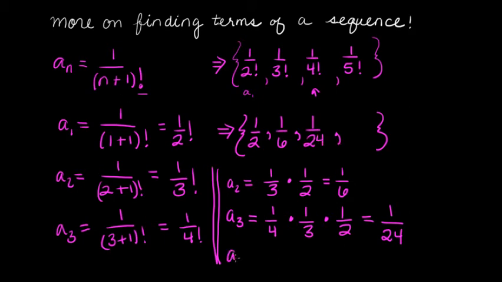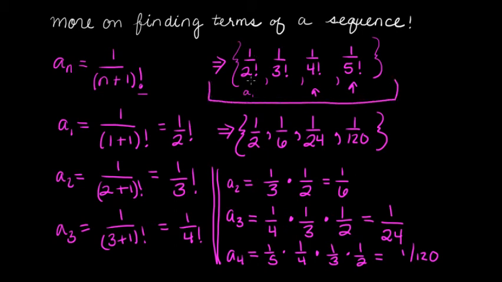Our final term, a sub 4, which is right here, we're going to go 1/5 times, going straight backwards, 1/4 times 1/3 times 1/2. And this will give us 1 over 120. And that is how we solve the equation with the factorial symbol. The easiest way is to break it down like we did in this first step, and then go ahead and simplify once you have what a sub 1 and a sub 2 and so on is.